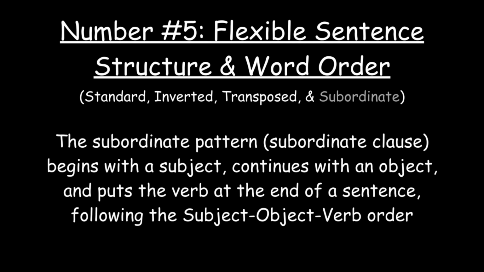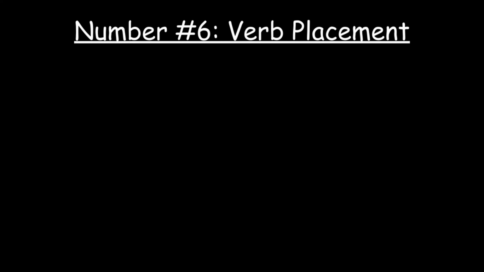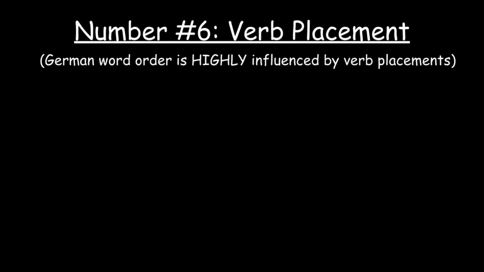This concept will be explained in a future video, but for now, it's important to understand the offshoot that develops from German having a flexible word order. Number 6. Verb placement. German verb placement creates flexibility in sentence structure. This rule is very important to know because German word order is highly influenced by verbs.